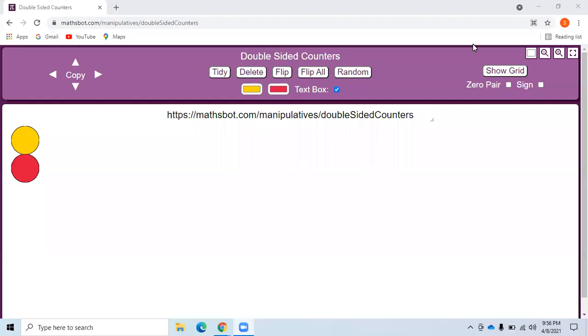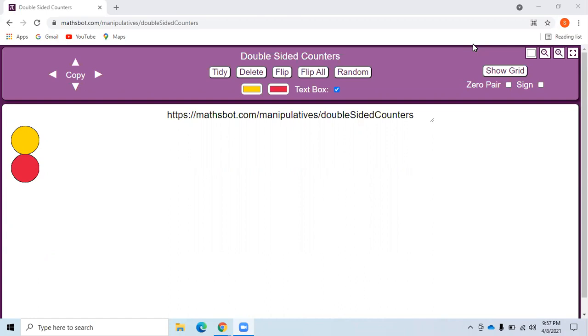Zero pairs. A zero pair is made when opposite quantities combine to make zero. A number plus its opposite is equal to zero. -1 and +1 are a zero pair. They combine to make zero.